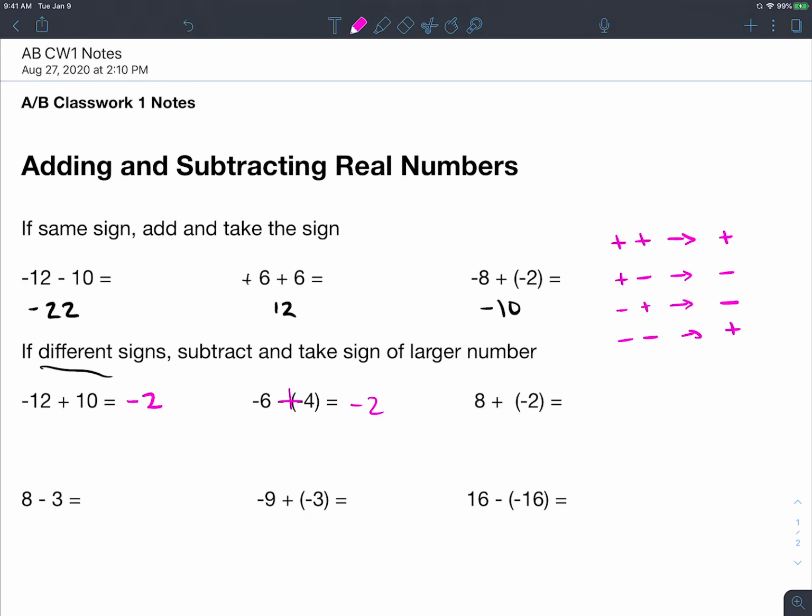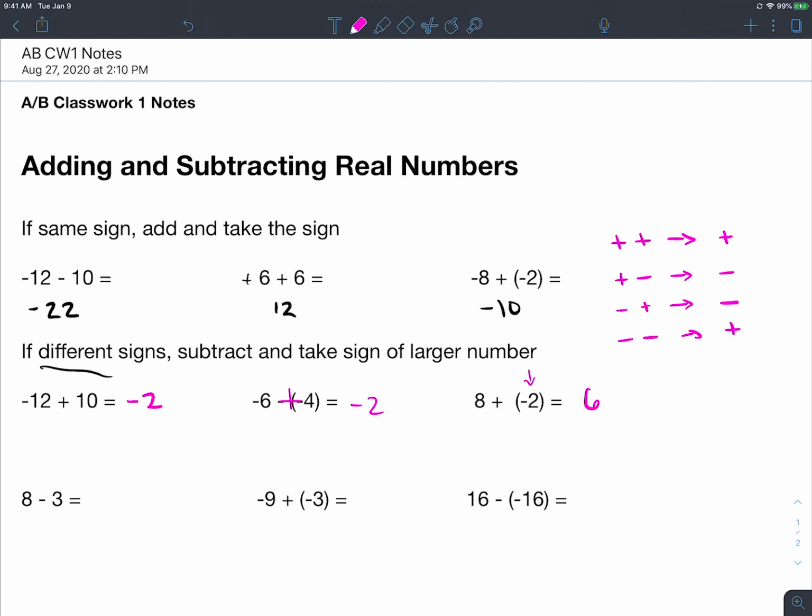Subtracting a negative you can think of as subtracting debt, if that helps. 8 plus negative 2. So in this case we would be adding debt. Debt is basically you're owing money, adding money that you owe. So you're going to take 8, and that's really just minus 2, right? Like I said up here, if you have a plus and a minus next to each other, like you have right here, then that means we're going to subtract. Okay, so 8 minus 2 is 6.